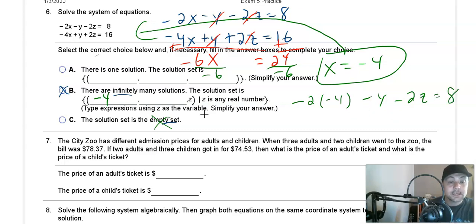What I'm really interested in, especially if you look at the way this is set up, we already have z here as z. What I'm really interested in is the y variable. You know, what's going on with the y value? That's what I'm hoping to find out from this part of the investigation, right? So I plug in negative 4 for x. I get negative 2 times negative 4. That's going to be positive 8 minus y minus 2z equals 8.